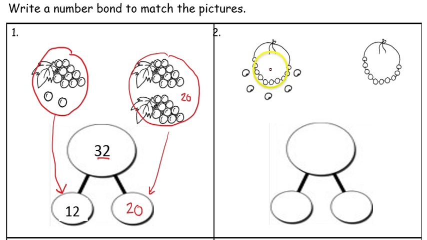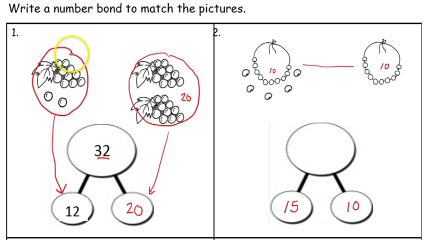Here I have a necklace with some beads. There are 10 beads on the necklace and 5 single beads outside of it. That gives me a total of 15. We'll say that 15 is part of my number bond. On the other side, I have a necklace with 10 beads. That's the other side of my number bond.